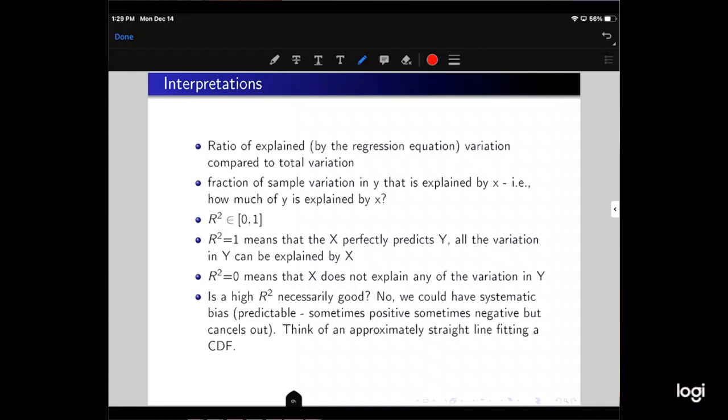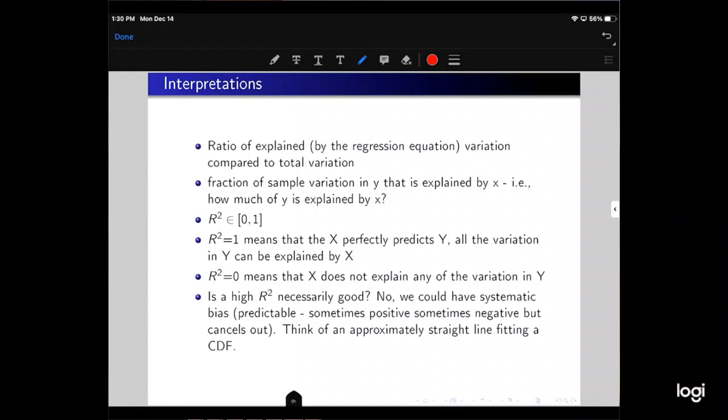Is a high R squared necessarily good? Well, it's good in the sense that the x is doing a good job at predicting the y, but it doesn't tell us anything about a causal relationship between x and y. We could just have systematic bias. It's predictable, sometimes positive, sometimes negative, but cancels out.